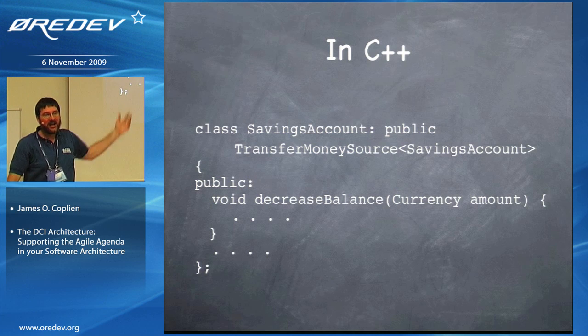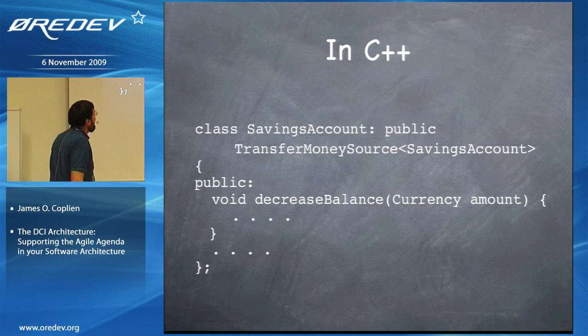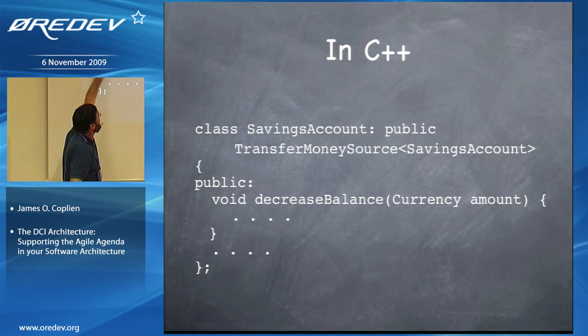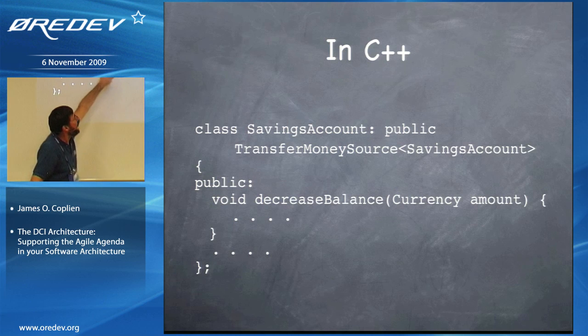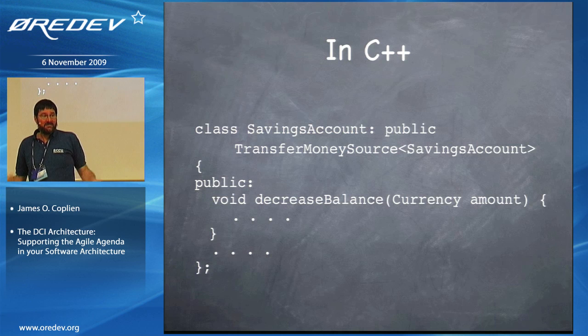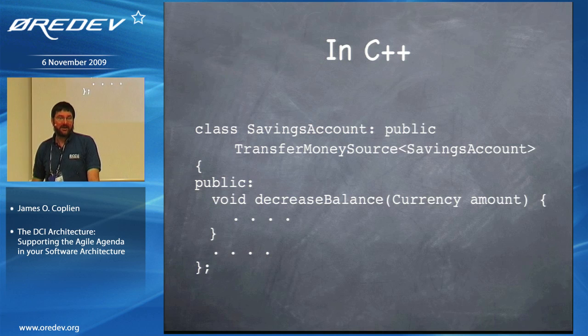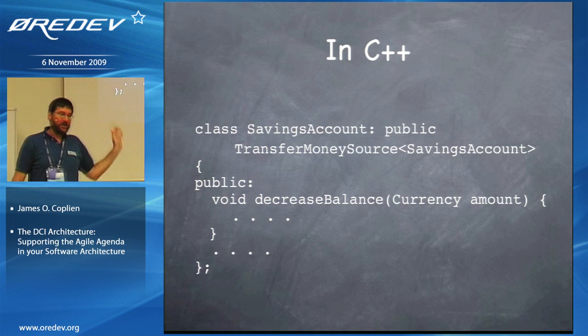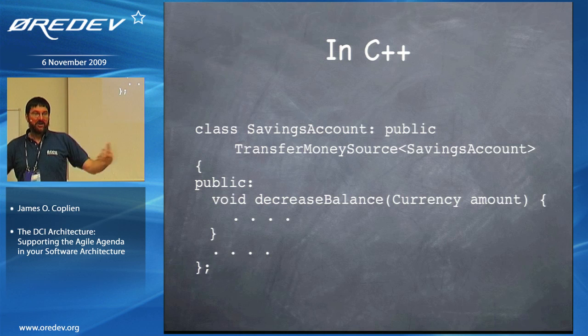And if I instantiate an object of this class, it will have the behaviors both of things like decrease balance and the behaviors that come from transfer money source in one object, because I've glued the two classes together. This is a very static way of doing it, but that's what you have to live with in C++.